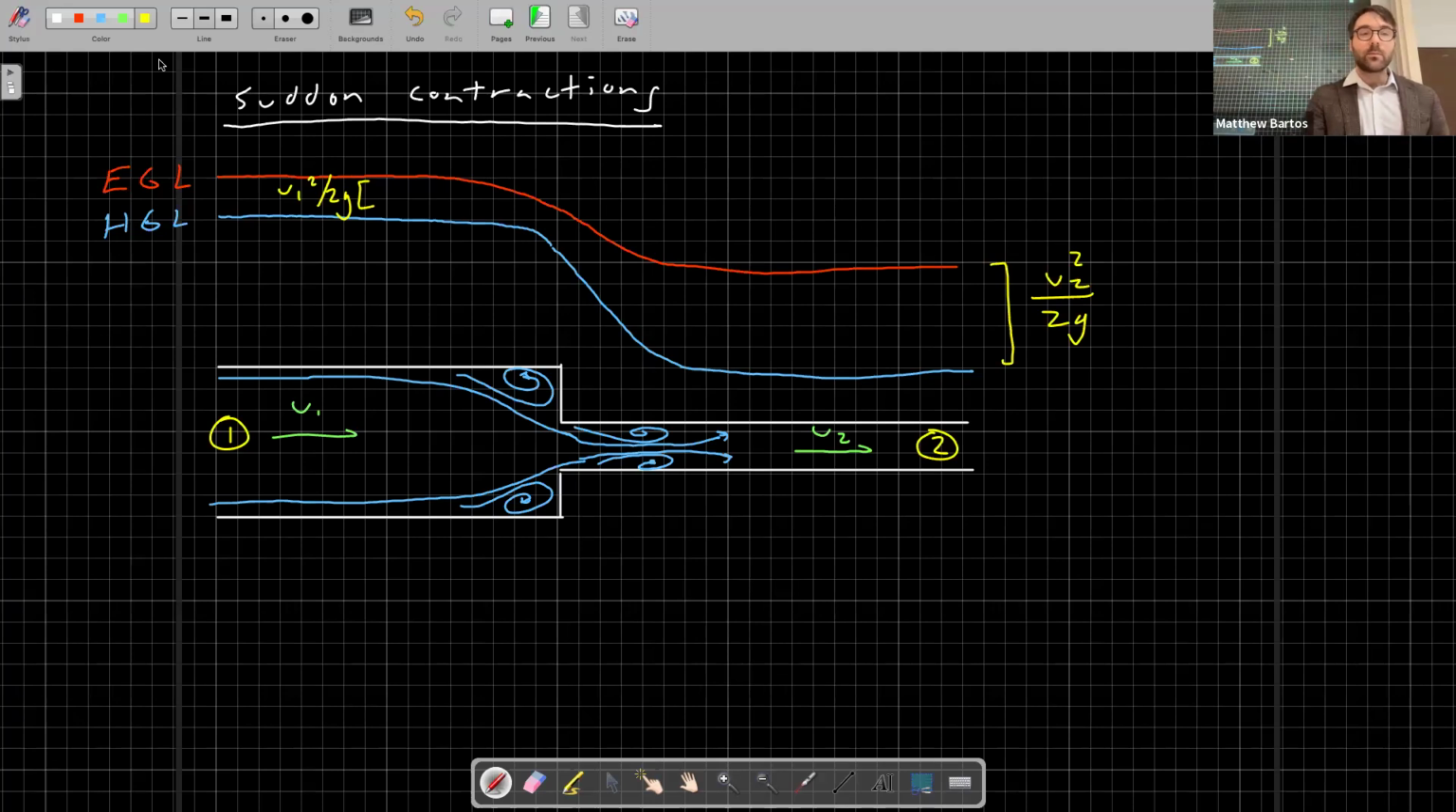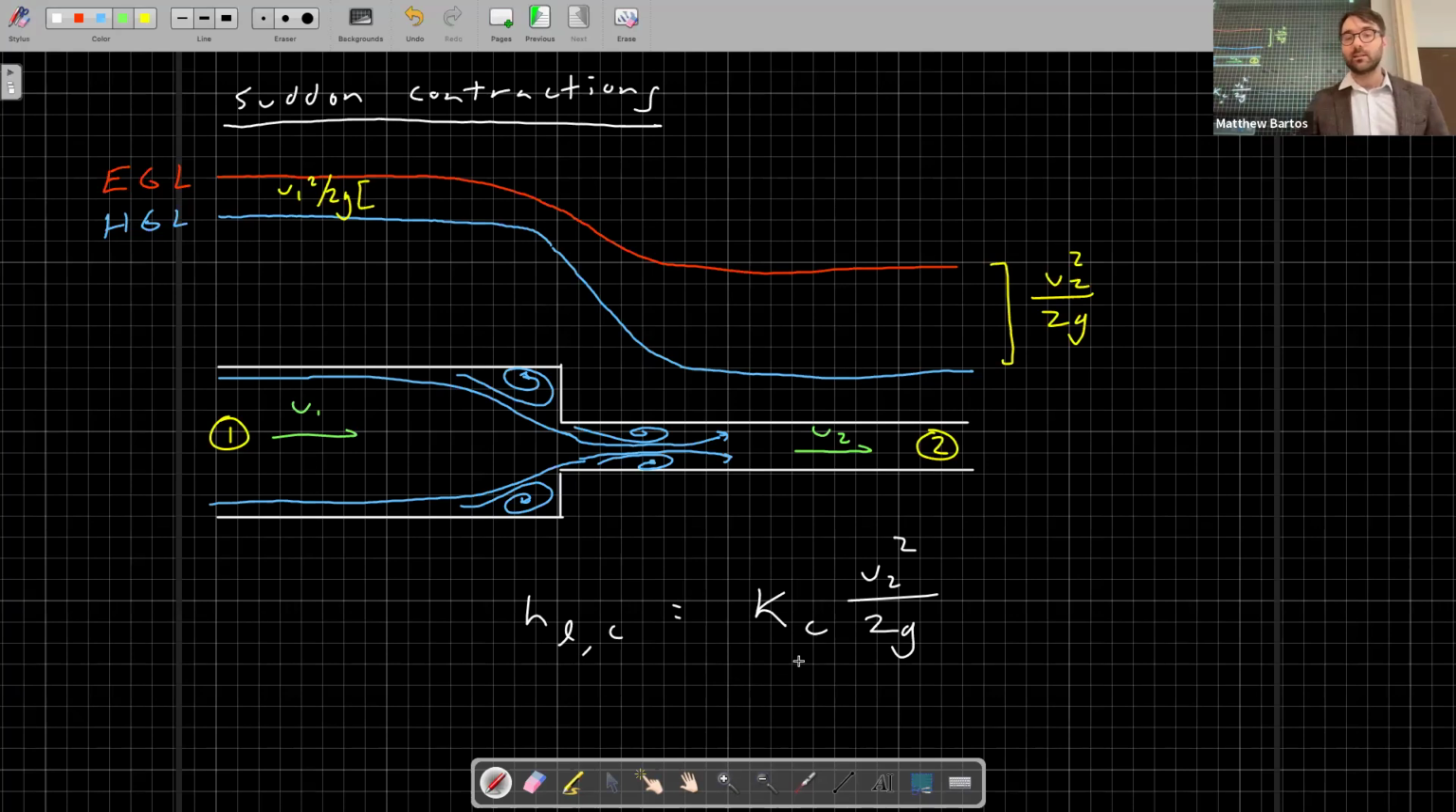So the general form for our contraction losses is as follows. We have h_Lc equal to some coefficient Kc times u2 squared over 2g. So note that here we're using the velocity in the faster pipe. This is a convention, so this equation is semi-empirical. Just by convention, we use u2 instead of some combination of u2 and u1 for computing the minor losses.